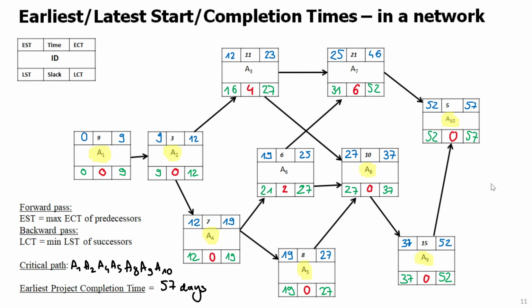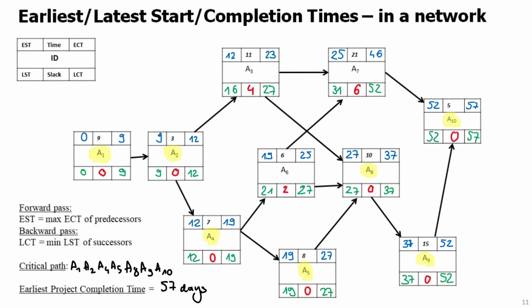And if you calculate the latest numbers in the backward pass, again, you have to be careful. If you have two or more successors, you have to take the minimum of the numbers 31 and 27 to put for the latest completion time.